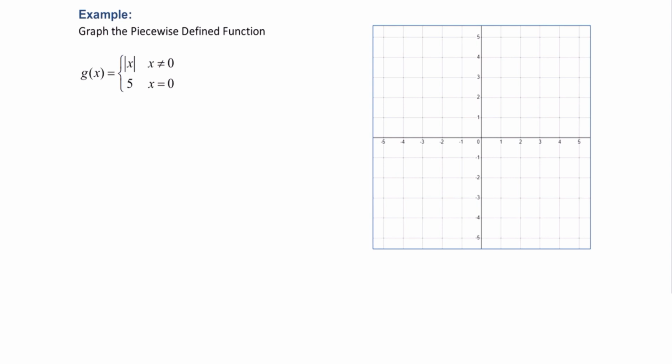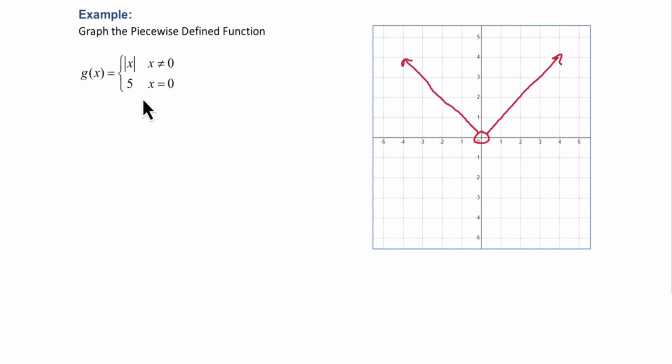In this example, we have absolute value of x when x is not 0 and 5 when x is 0. This one's actually a little bit easier than the previous example. We probably don't need point plotting on this one if we're familiar with the absolute value function. If you recall from previous videos, this is just that V shape. So we're going to have that V shape, but x cannot be 0 in that graph. So at 0, we're going to have an open circle. Otherwise, we have the familiar absolute value function, that V shape.